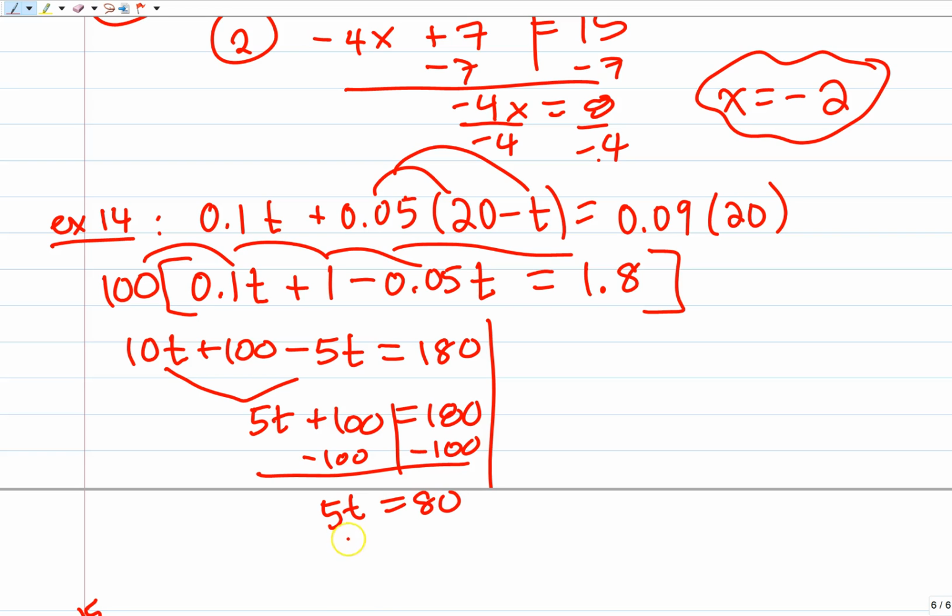And last? And t is equal to 16. Very good.